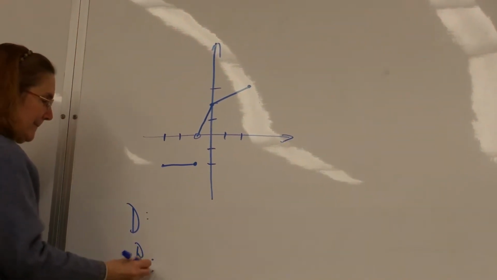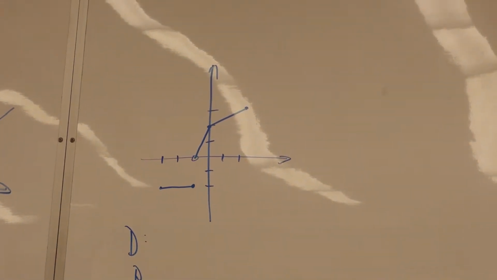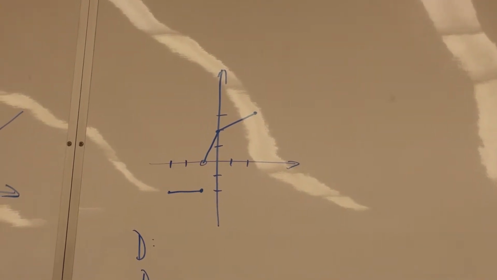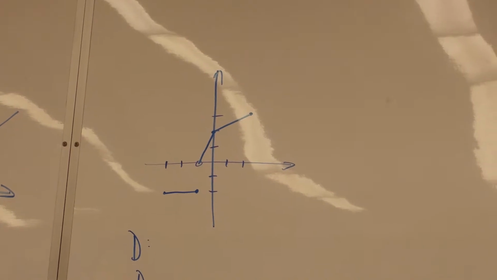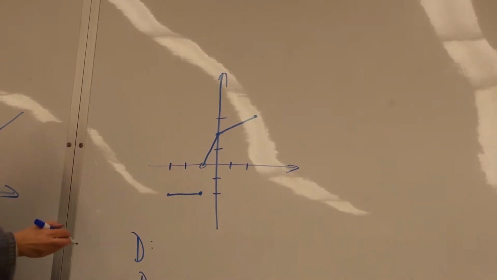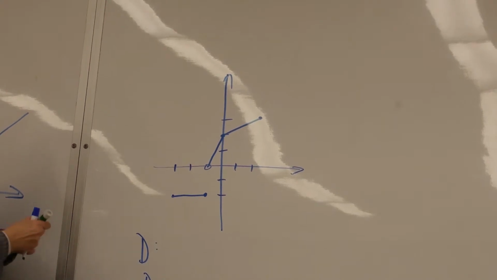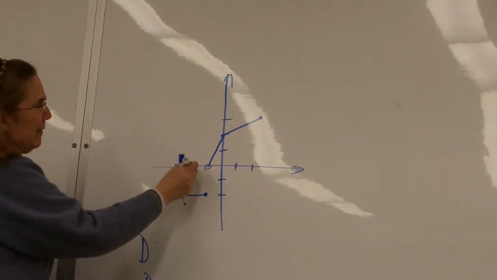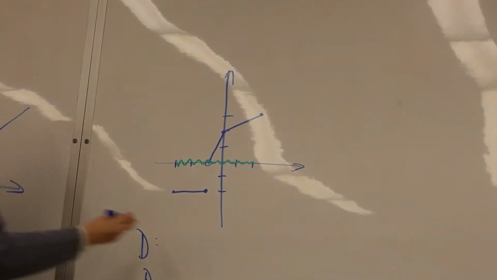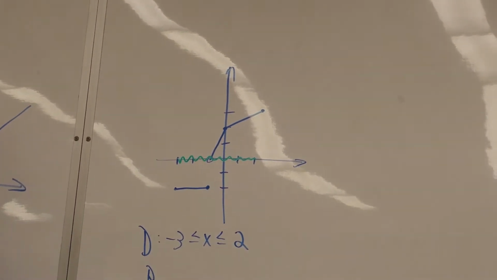Domain. So we can find the domain by taking all the points and smushing them into the x-axis. Remember, domain is x coordinates. If I smush all those points into the x-axis, what would be covered? So if I smush those all into the x-axis, that would be covered. So that's x values between -3 and 2, including the endpoints.